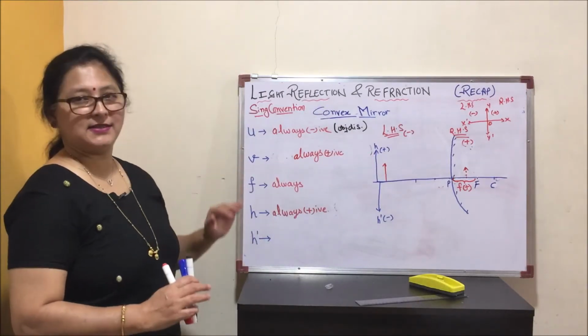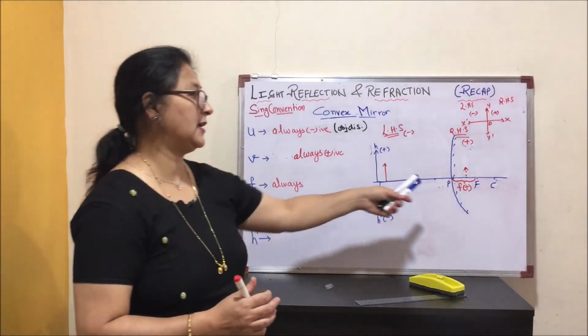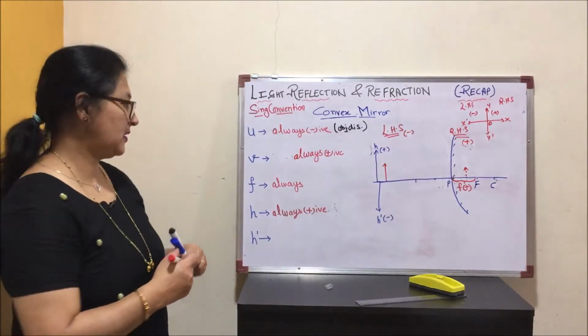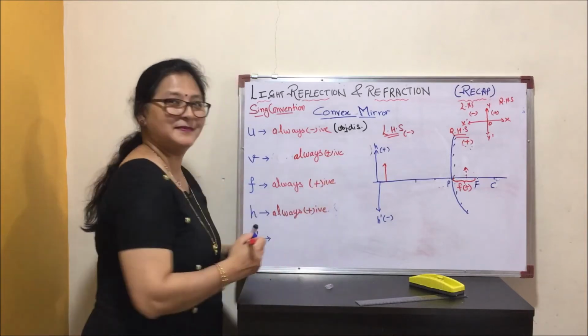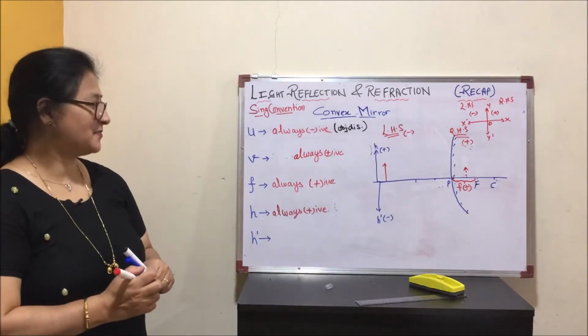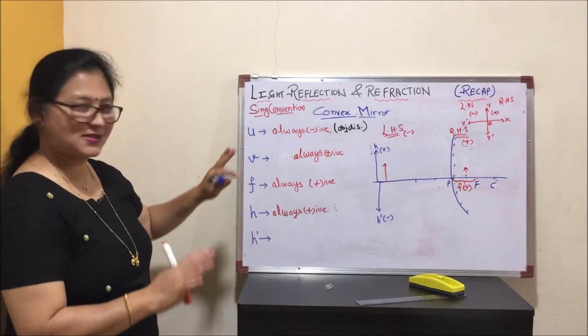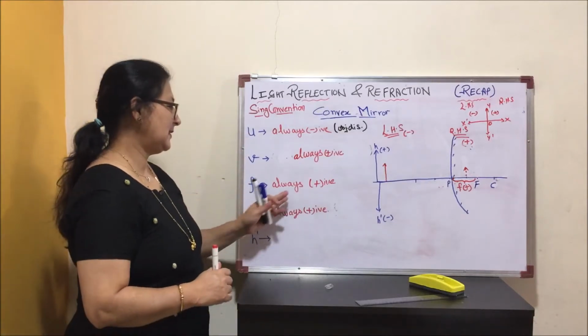Then F, here there is a little change. Focal length in case of convex mirror is positive. So everything is positive in case of convex mirror, except U.